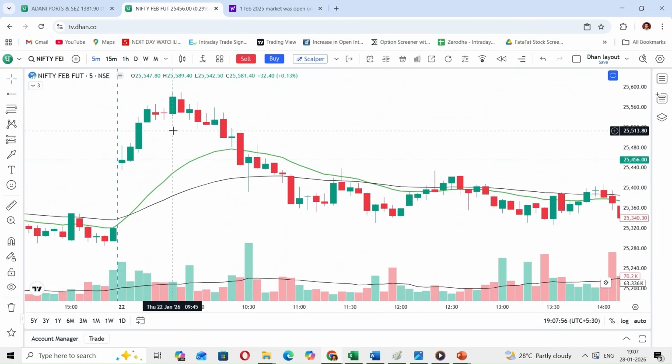First candle, second candle. First candle is a green candle, we need to take a buy trade. Second is a red candle, it is fine. So at the high of this candle we will take a trade, but the high was not broken, so there is no trade.